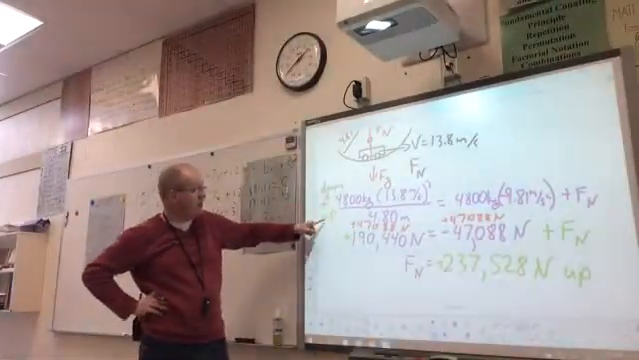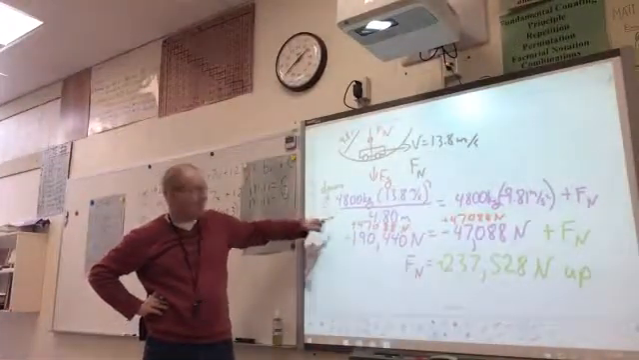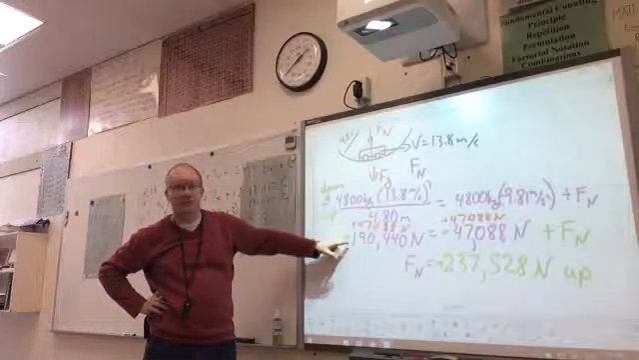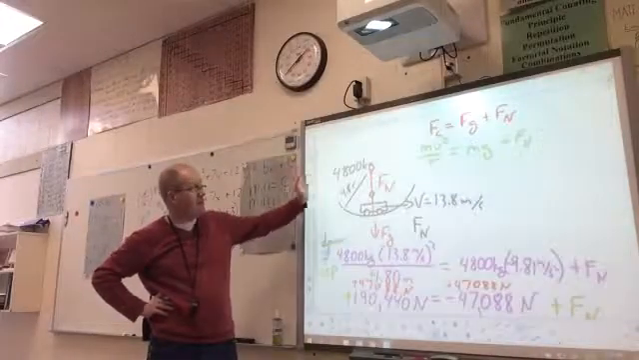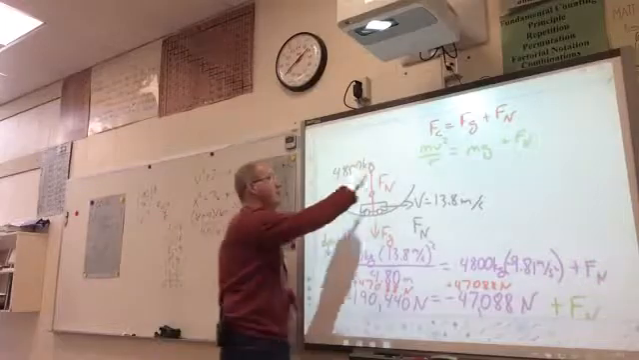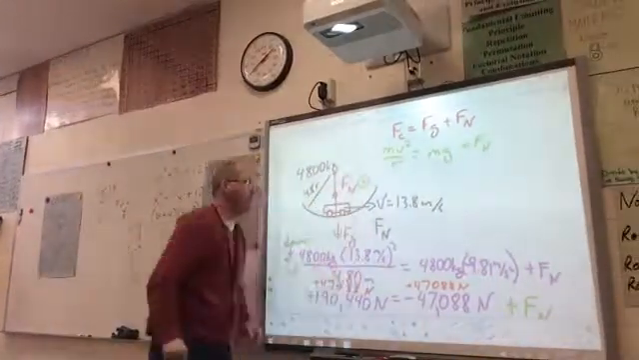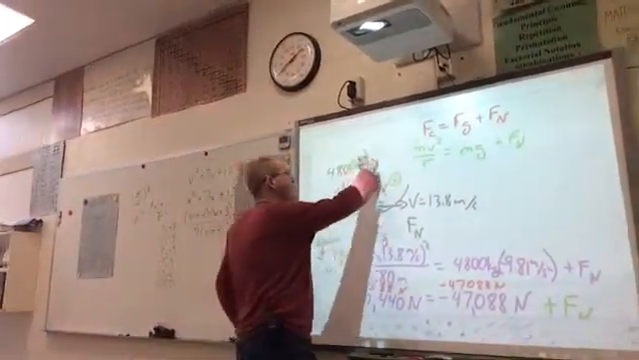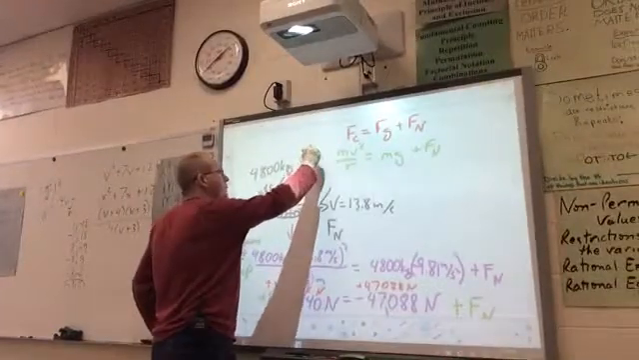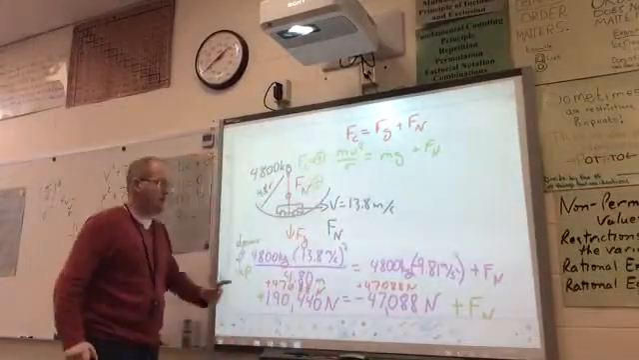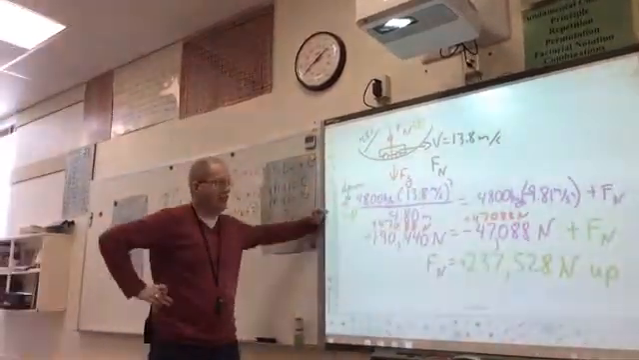What I'm stressing here is this is going up, so this is plus 190,000 now. You have to draw the picture and go, oh yeah, force centripetal is going up, so that has to be positive. And normal force is going up, so that's got to be positive also.